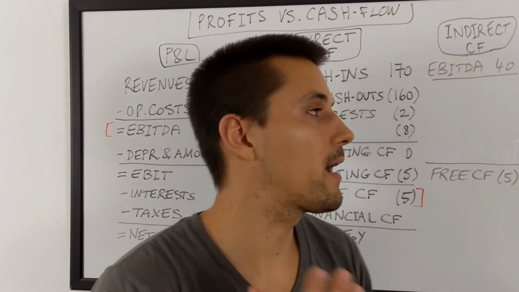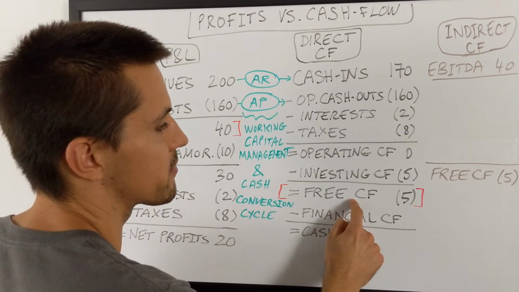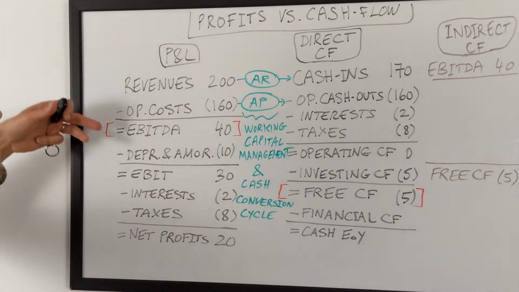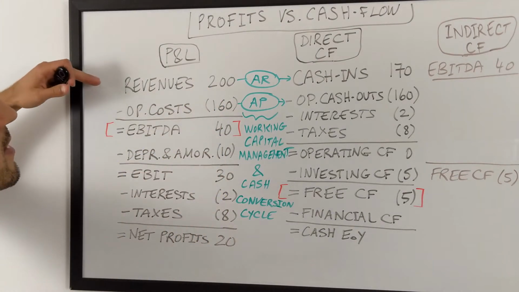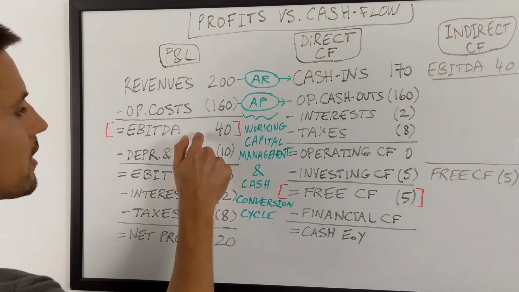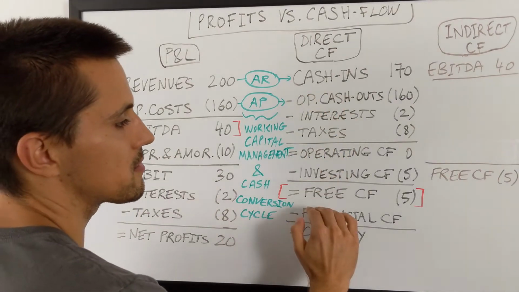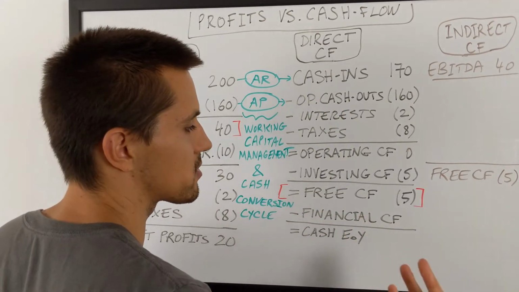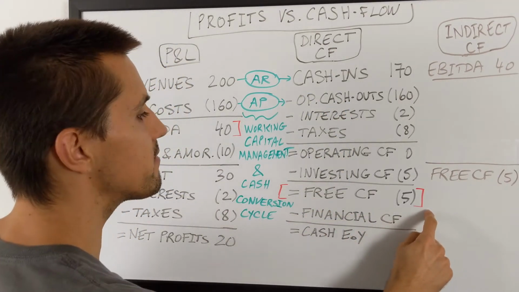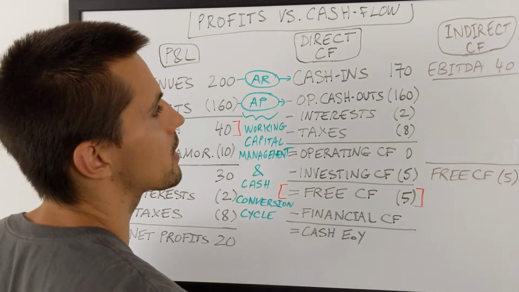Now let's compare our EBITDA, so our operating profit, with our free cash flow. As you can see here, my EBITDA is plus 40 because my revenues were 200 minus my operating costs 160 equals 40 of EBITDA. On the other side, my free cash flow, so my cash generation, is minus 5, so you can see we're pretty far away. And now let's quickly look at the numbers.